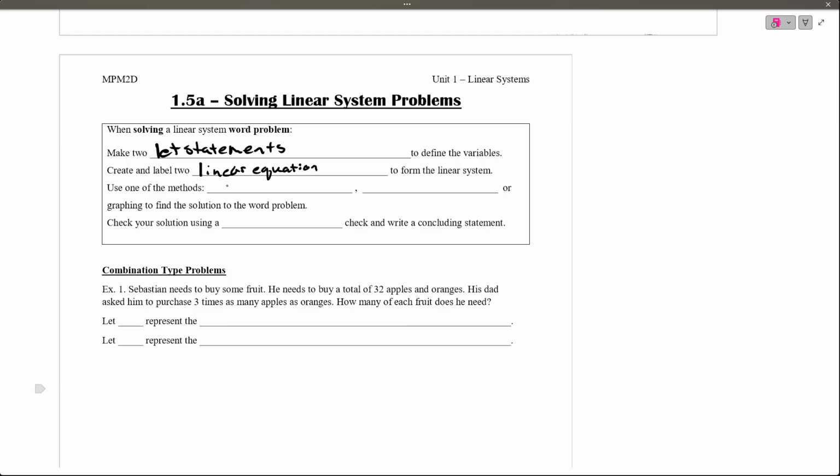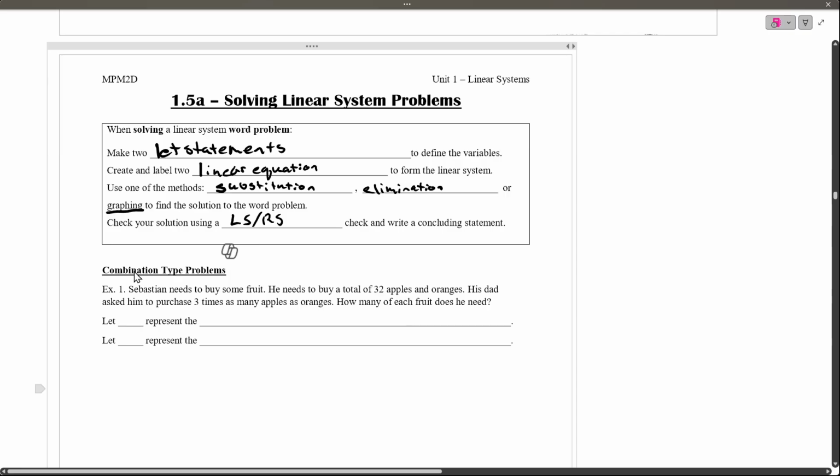So use one of our methods, such as maybe substitution or elimination. Depending on the equations, one's going to be easier than the other, typically speaking, or graphing. Now, usually that's not going to be the optimal choice because it's not always very precise and it tends to take a lot more time. All right, so of course, as with anything, when we want to check our solution, we're going to use a left side, right side check. Nothing new here. So let's look at this first problem that sits in front of us.